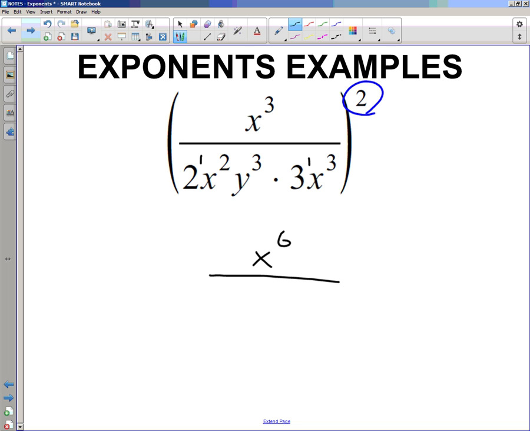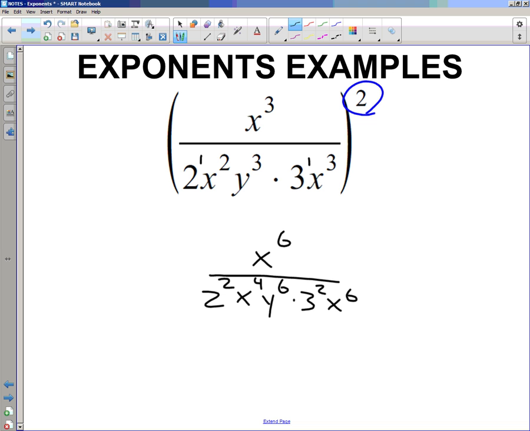On the bottom down here, we have 2 to the first. 1 times 2 is 2. We started with an x squared. We'll multiply that by 2. We'll get x to the fourth. We got a y to the third. Multiplied by 2 is going to give us 6. We got a 3 to the first. 1 times 2 is 2. We got an x to the third. 3 times 2 is 6.